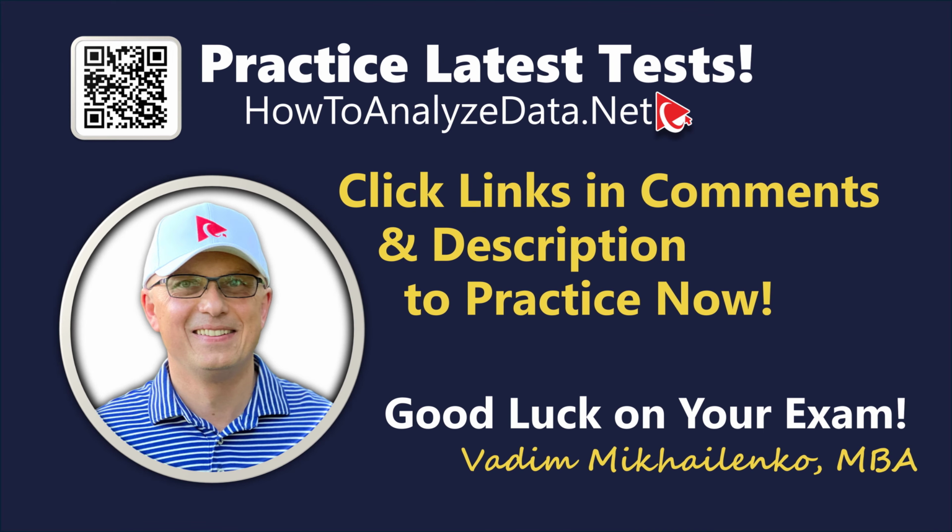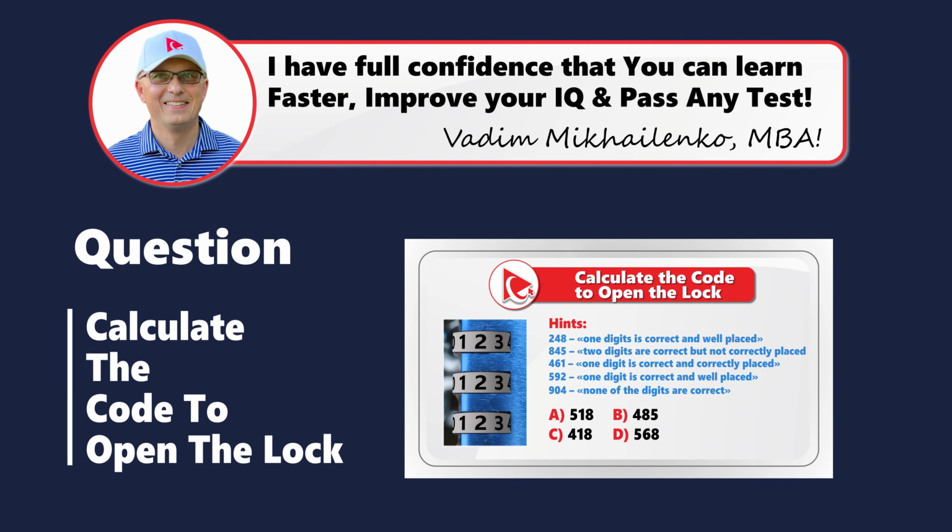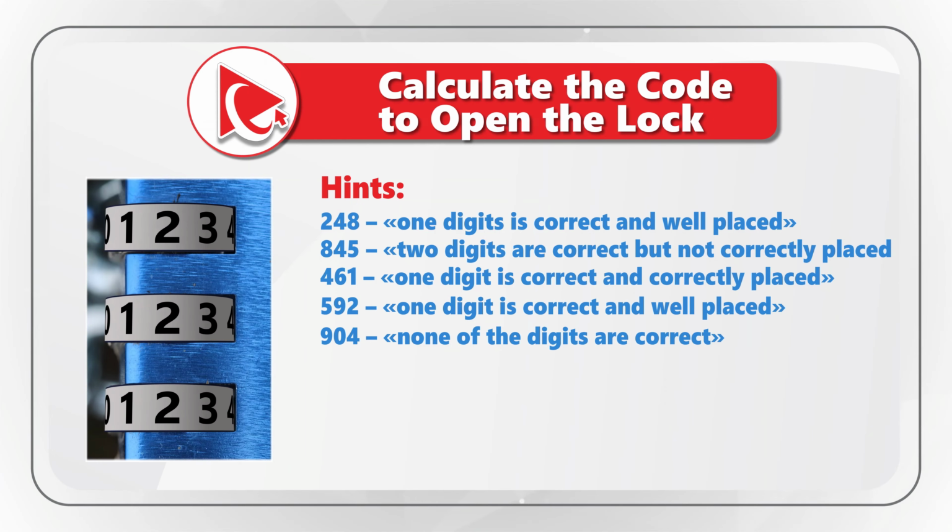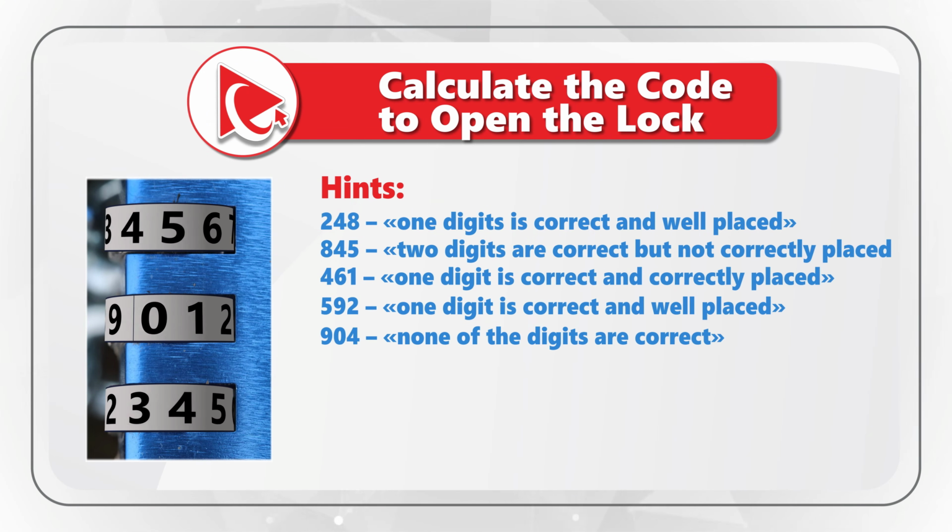Here's the challenging problem by solving which you will boost your cognitive abilities. You're presented with 5 hints, and using these hints, you need to unlock the code and open the lock. The hints are: in the digits 248, only 1 digit is correct and well placed. In the digits 845, 2 digits are correct but not correctly placed.